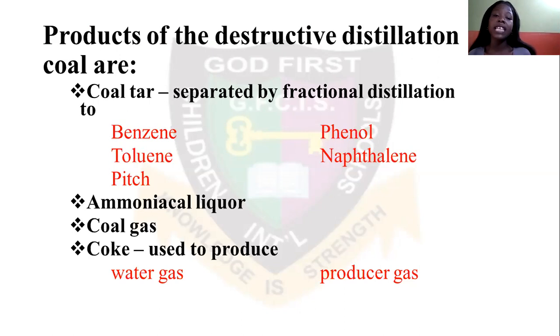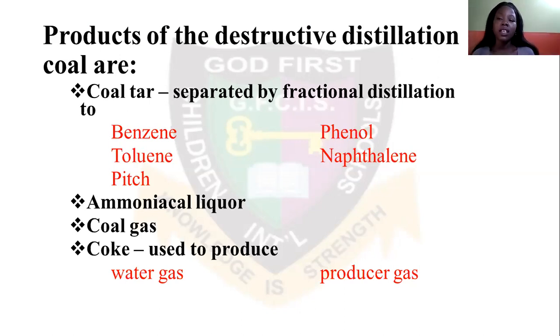Then the next one is ammoniacal liquor. Now, ammoniacal liquor is a mixture of water and ammonia. During the destructive distillation of coal, ammonia mixes with water to give us ammoniacal liquor. Now, the use of ammoniacal liquor is that it can be used to make substances like fertilizer, most especially. So it's used to make such substances. Then next one is coal gas.